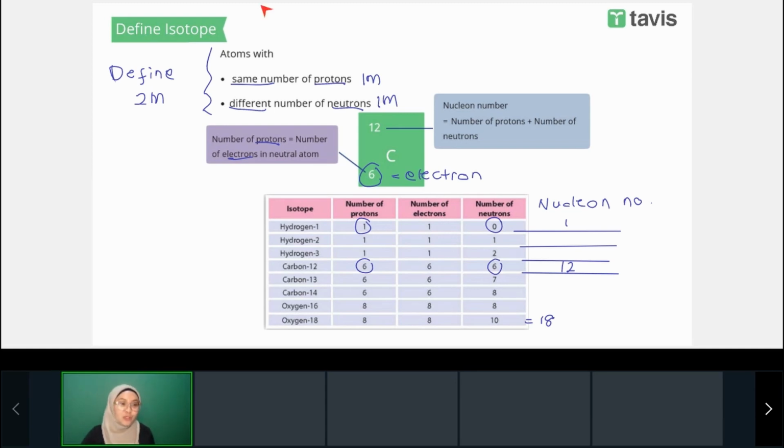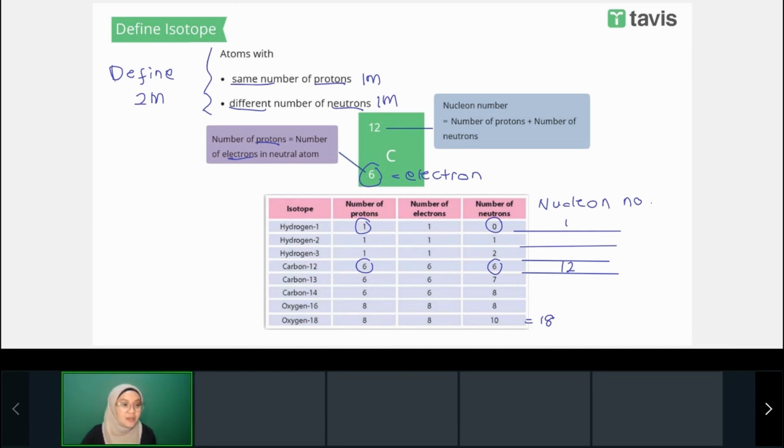Now do you notice the nucleon number? This hydrogen has 1, so the name will be hydrogen 1. Carbon, just now we calculated, the nucleon number is 12, so the name of the carbon isotope is 12. Same goes to oxygen. The nucleon number indicates the name of the isotope.